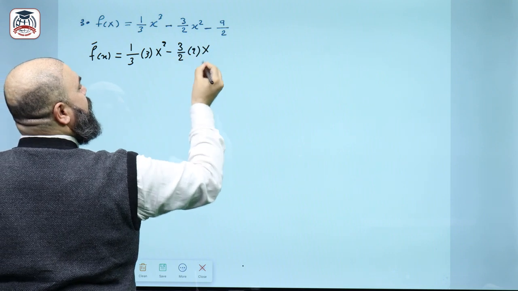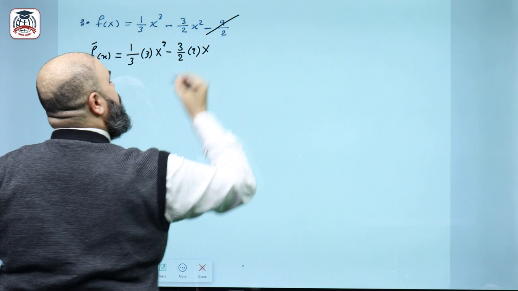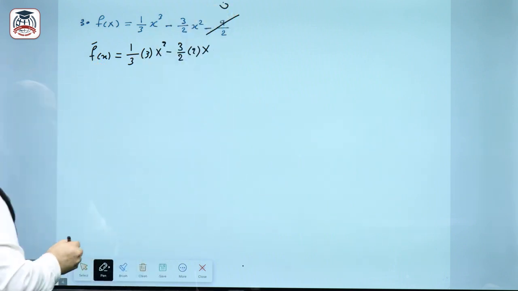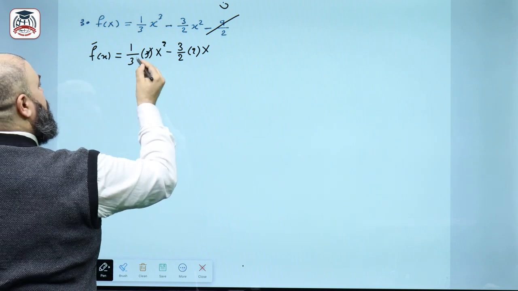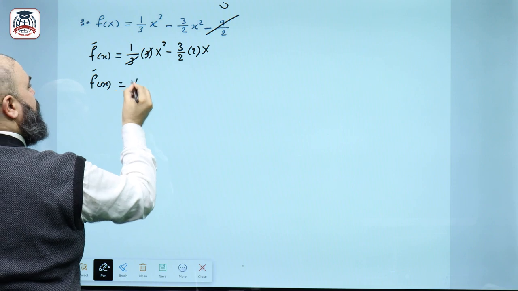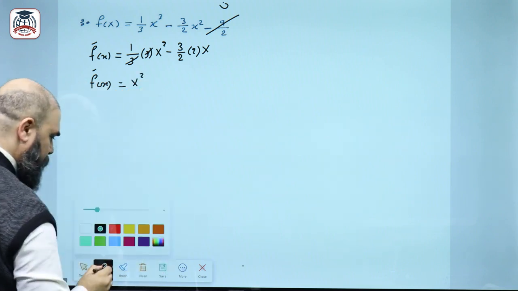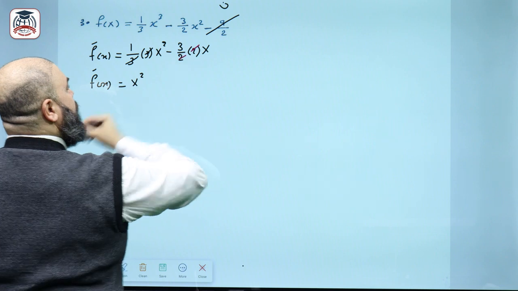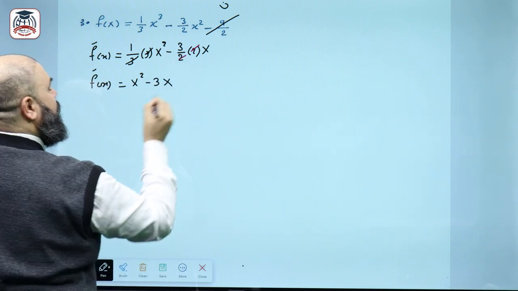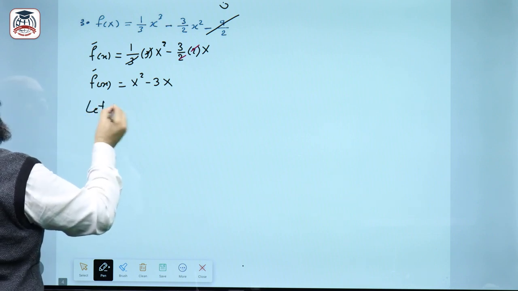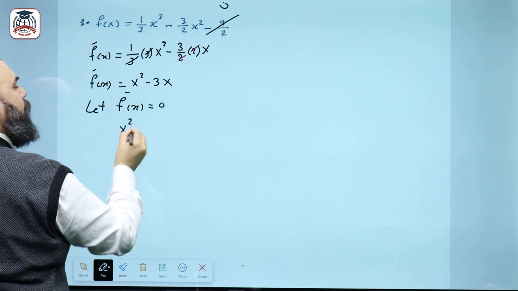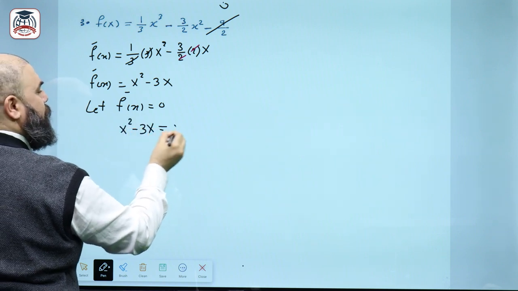X to the power 1. 9 over 2 is a constant. The derivative of a constant is 0. Simplify 3 with 3, f prime of x is x squared, and 2 with 2, numerator and denominator, we get minus 3x. Let f prime of x equal to 0. Then x squared minus 3x is 0.